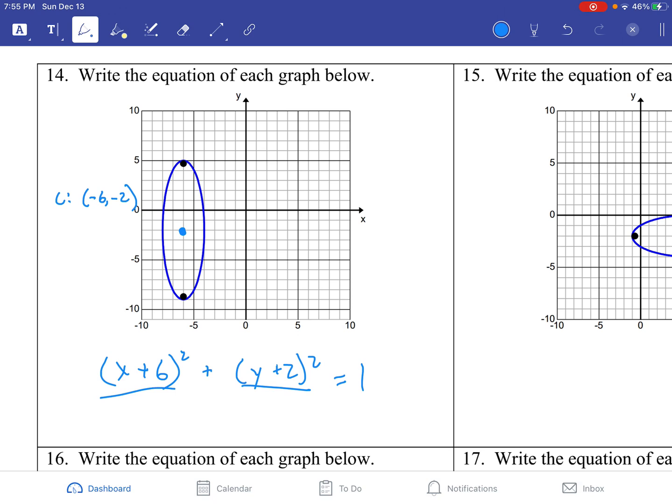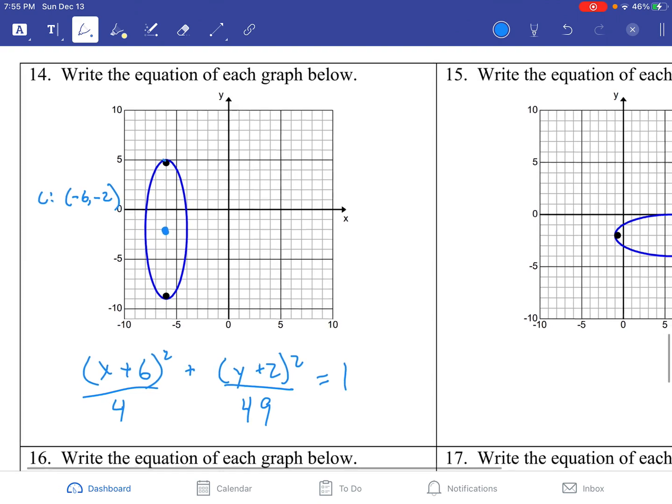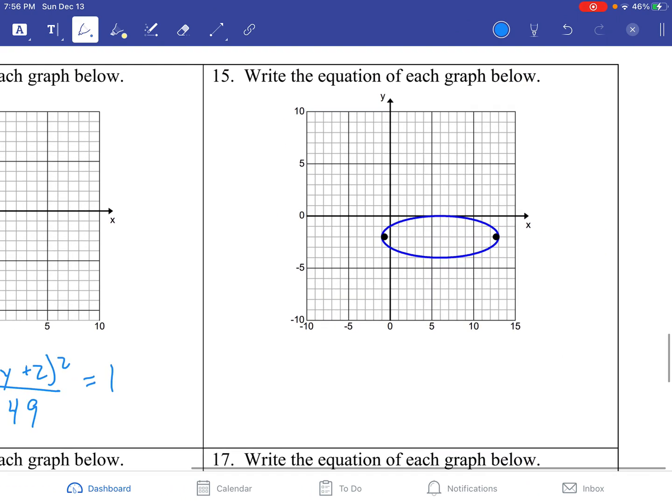All right. The a value, since the graph is orientated vertically, is going to be underneath the y term. It's going to be 1, 2, 3, 4, 5, 6, 7 to the edge of the graph. That means this is 49. And the b value is going to be underneath the x term, and it's 2, which is going to be 4 for the b value. That is your equation for the ellipse.